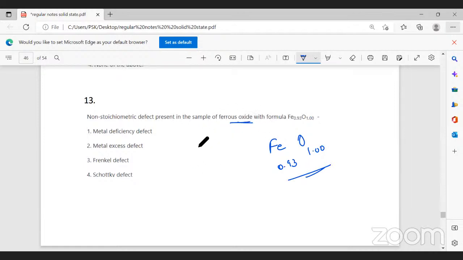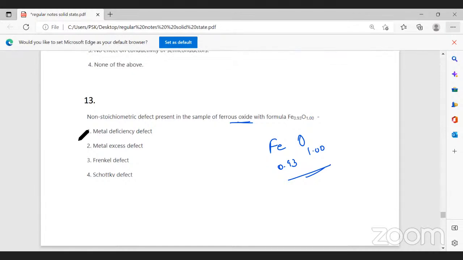We learned it. I explained clearly. It is called as what defect? Metal deficiency defect, because I told you iron can have +2 or iron can have +3. I explained it very clearly. So due to this property, see, the ratio is not the same.